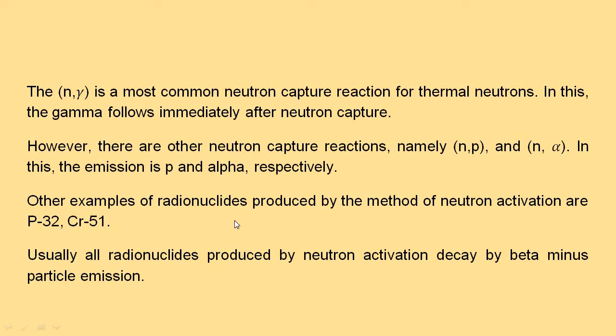Other examples of radionuclides produced by the method of neutron activation are phosphorus-32 and chromium-51. The main one is, as we have discussed, cobalt-60. Usually, all radionuclides produced by neutron activation decay by beta minus particle emission. We are familiar with the beta emission of cobalt-60. So, all these produced radionuclides are also radioactive, and they will normally decay by beta minus particle emission. And that's all in this small lecture. Thank you.